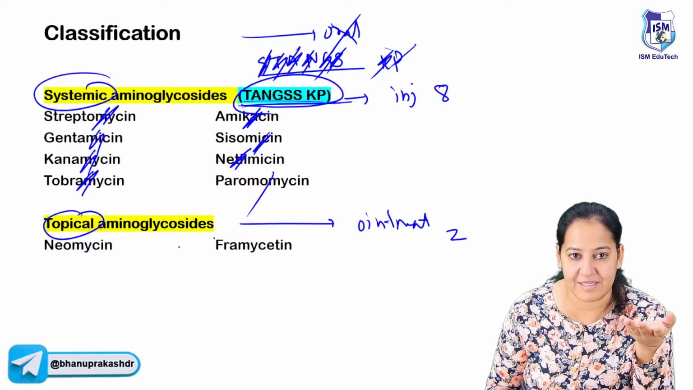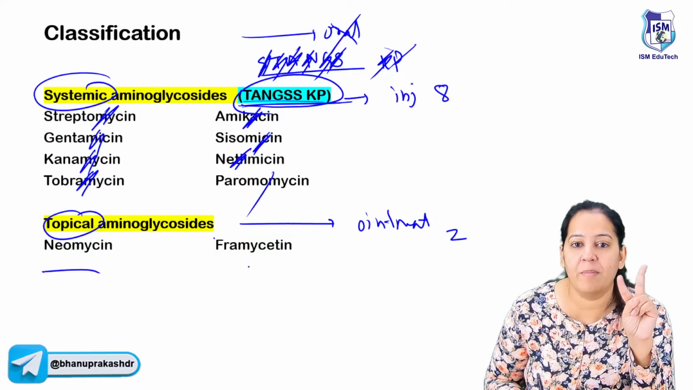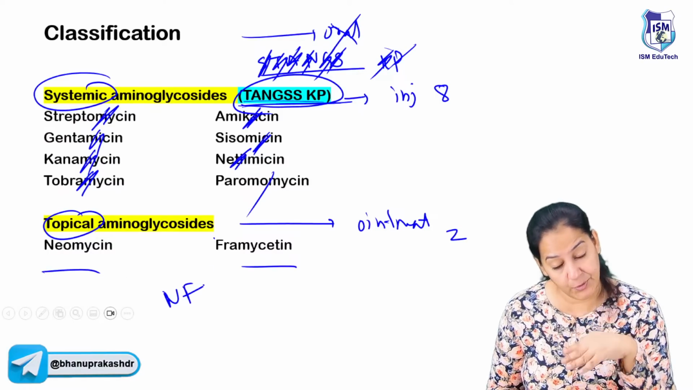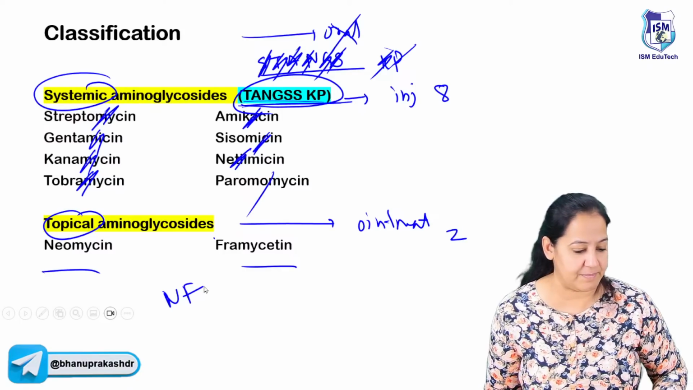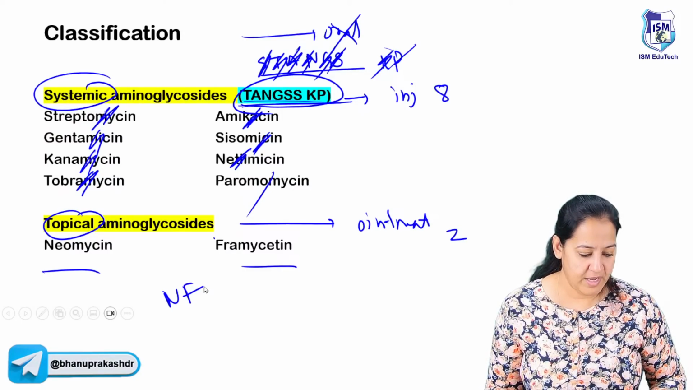Okay, all of them are mycin. But 2 topical you have to learn. Neomycin and framycetin. So you get a question which of them is topical, which of them is systemic. Say yes if you got it. Okay, can we go ahead?